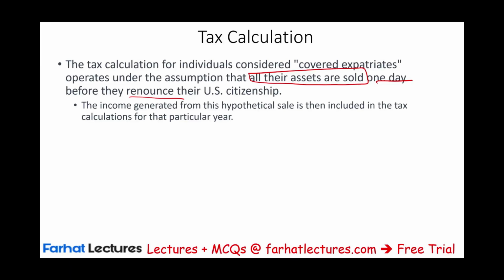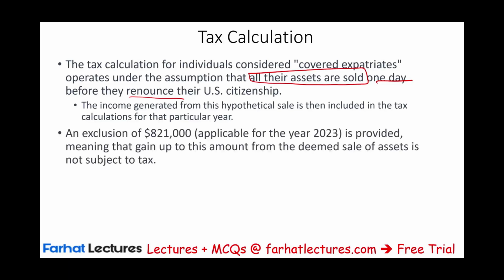Then here's what's going to happen. We're going to give you a deduction. The deduction changes every year, and happens to be $821,000 for the year 2023. It means that gain up to this amount from the deemed sale is not subject to tax. So you can get up to this much in gain and walk away. You don't have to pay taxes.